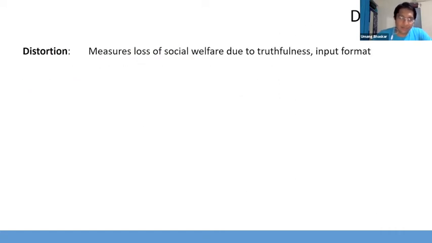And the quantity we're going to use to measure this loss of social welfare is the distortion. For cardinal mechanisms, my loss of social welfare is going to be entirely due to the constraint of truthfulness. Without this constraint, I would just be able to easily get the candidate which has the maximum social welfare. For ordinal mechanisms, my loss is going to be because of two factors: firstly, truthfulness, and secondly, the input format. There is already information loss because voters can only input their ordinal preferences rather than the cardinal utilities. So this loss is what I want to measure.